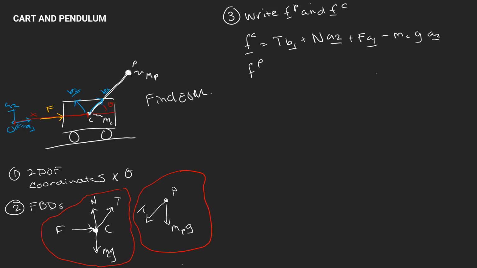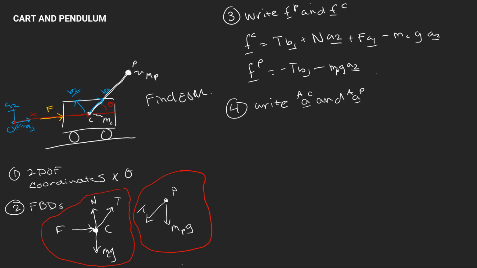And then for the forces on particle P, we have two. We have, again, this tension, but now it's in the negative B1 direction. And then we have the gravitational force in the A2 direction. Now that we've written out our forces, we have to write out our accelerations. So we need to write the acceleration of point C in frame A and point P in frame A.